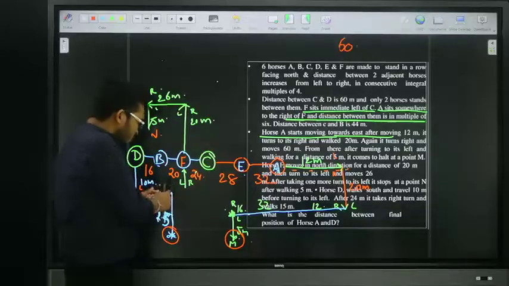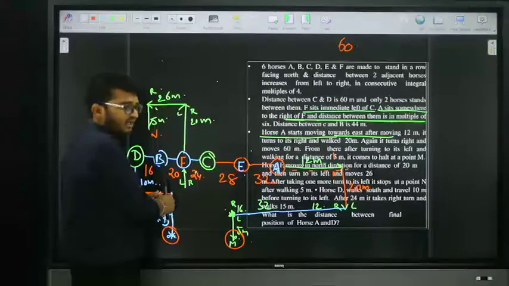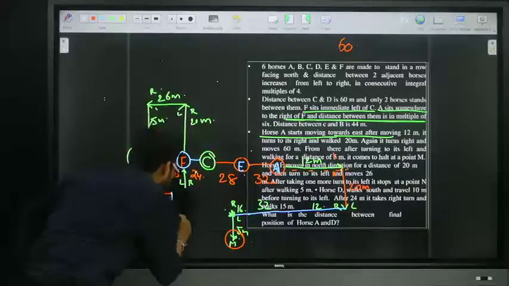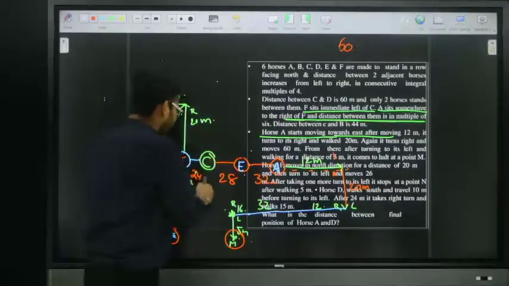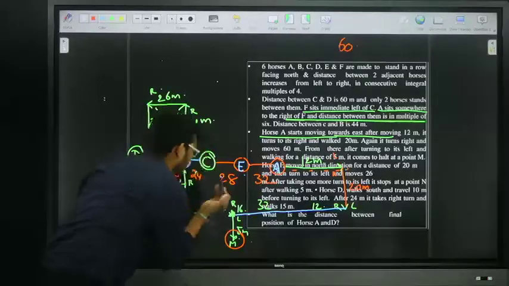This total is 20. Already 8 is completed, that means remaining is 12. Here we are having 12, and between F and C we are having 24.